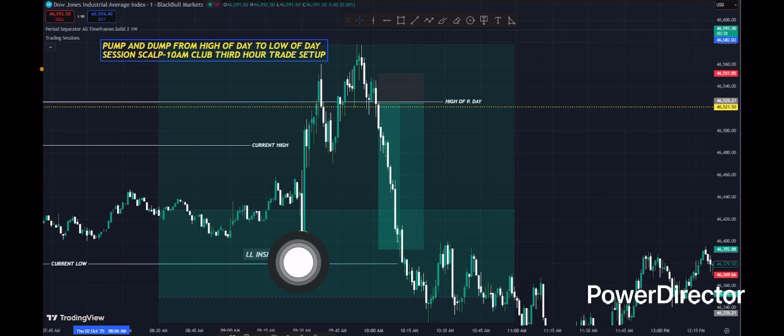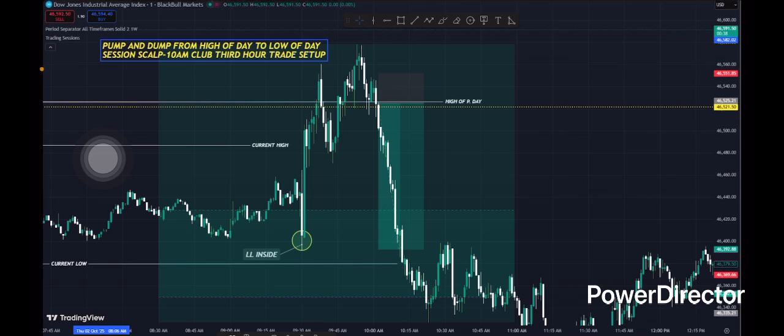So we put in that lower low, then we pump up. We pump up through the current day's high. What that tells me is that the high of the day is not in place yet. Why not? Because we're still going higher. We're still putting in higher highs. So the high of the day has not yet been put in place.